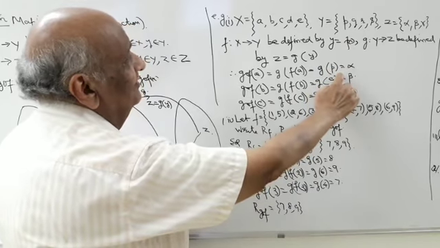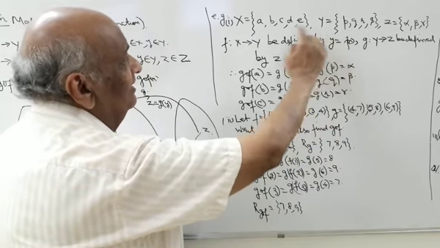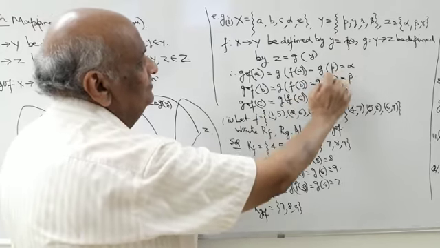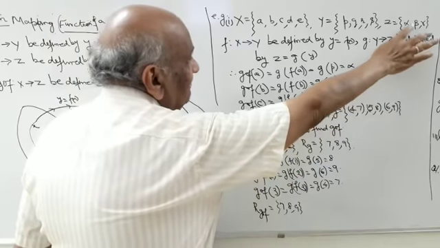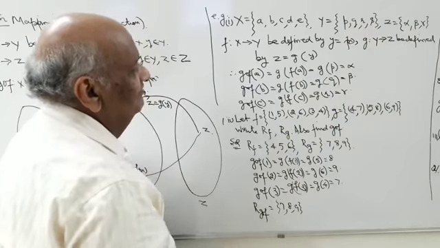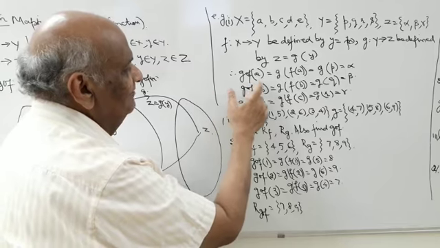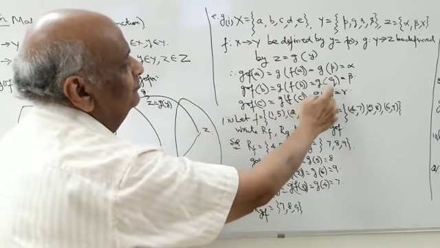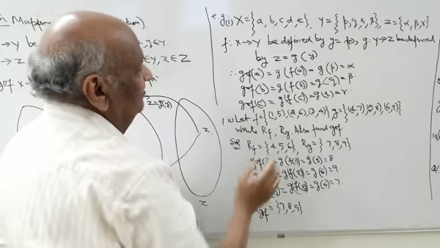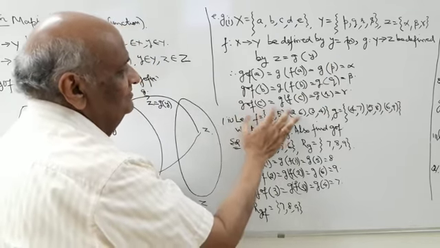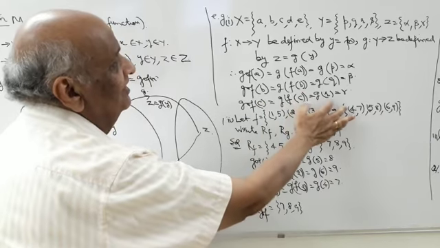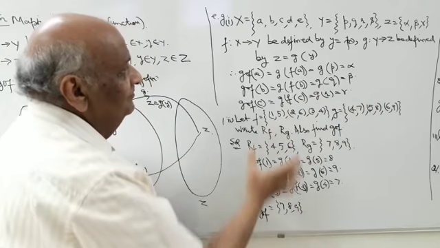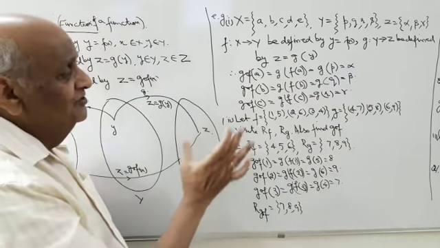See, because the mapping is from X to Y, f(a) is p, so this is g(p). g(p) is alpha from the definition itself. Similarly, you can say (g circle f)(b), g(f(b)), this element is equal to g(q) is equal to beta. And (g circle f)(c), g(f(c)), g(r), we have taken this third element, is equal to gamma. So in this way you can define a composition mapping.